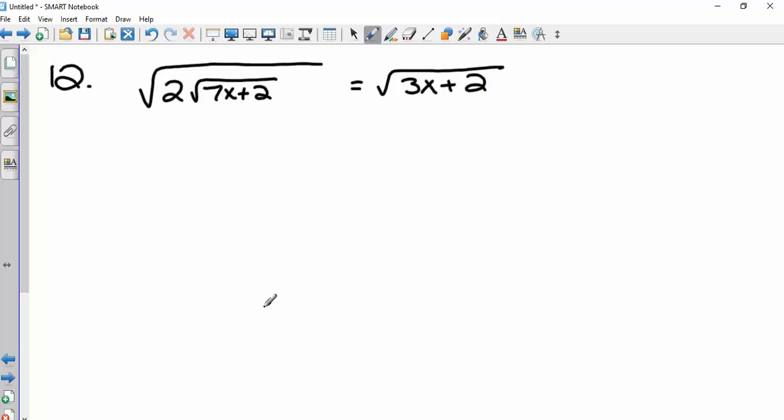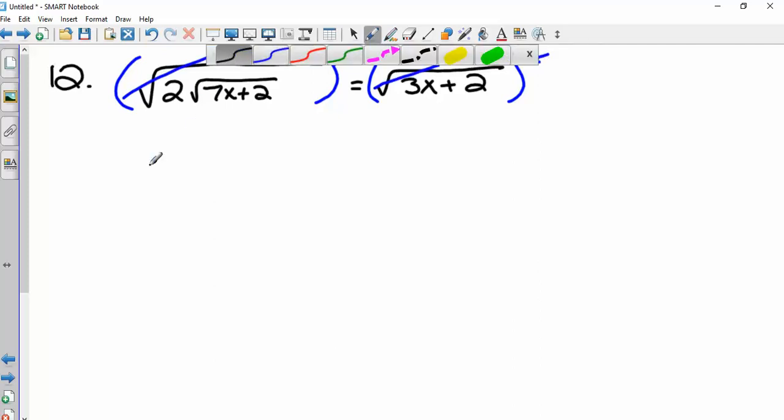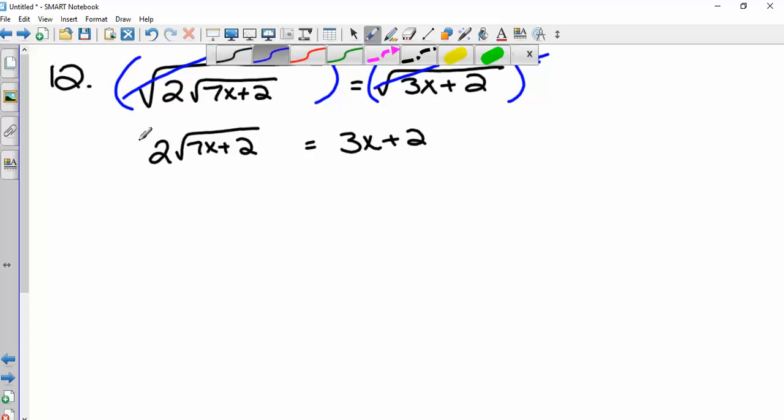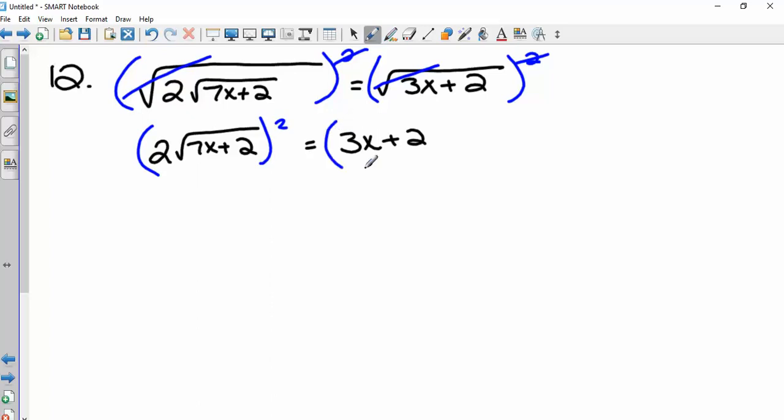Okay, this one is a little bit uglier because we have multiple radicals in here. If we start off on the left, what would I need to do? Okay, if you square one side, you square the other. What happens is it will cancel that outside radical. So we have 2 square root of 7x plus 2 equals 3x plus 2. Okay. I still have a radical, so if I want to cancel that, we square.